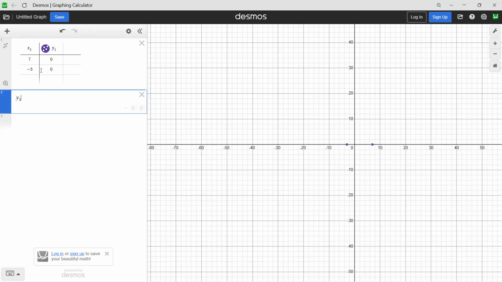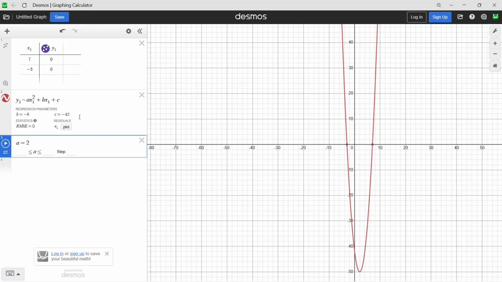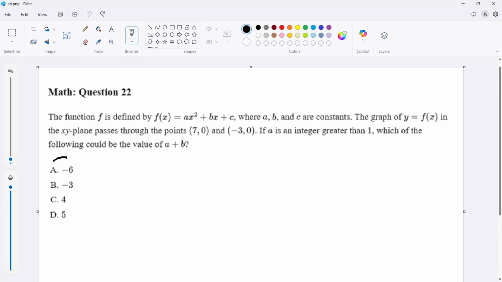And I'm going to put y1 tilde ax1 squared plus bx1 plus c. And now I just have to set a value for a. Okay, it says an integer greater than 1. So I'm going to put 2. I'm just putting the next one up. And oh, look, let me see. I'm going to put a plus b because that's what I want. And it says -6. A plus b is -6.